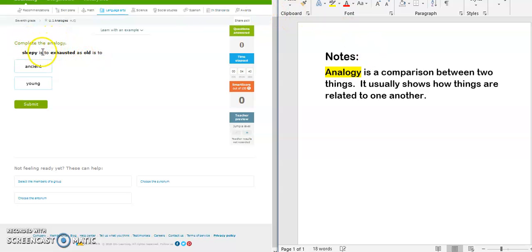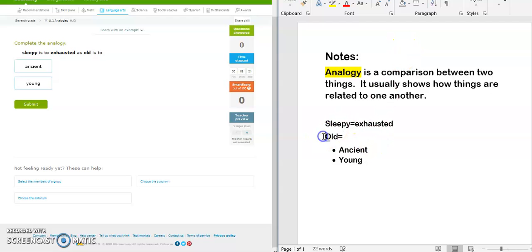So let's first read. Complete the analogy. Sleepy is to exhausted as old is to blank. All right. So sleepy equals exhausted. We need old equals what? And I have two options. So I have option A, ancient, and option B, young.